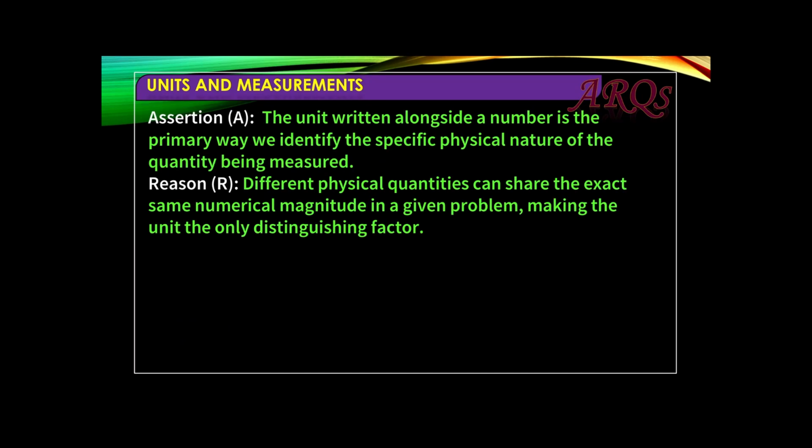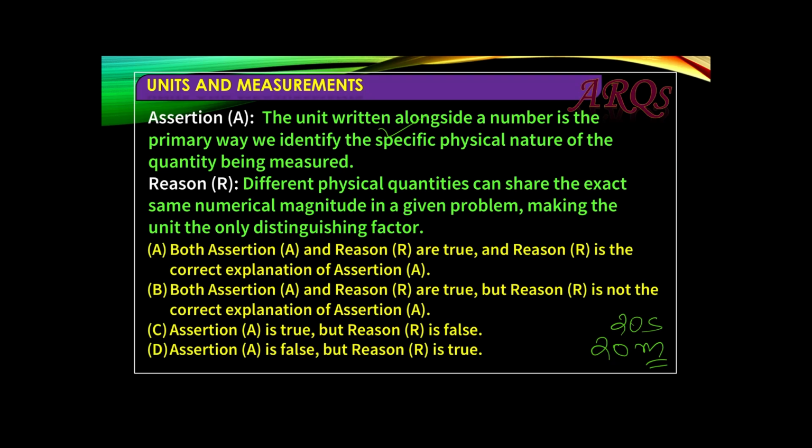Another one. The unit written alongside of a number is the primary way we identify specific physical quantity. 20 meter, distance. If it is 20 seconds, time. So that is true. So this is false. Different physical quantities can share the exact same numerical value. See? Same numerical value in a given problem, making unit the only way to identify them. True. Reason is also true. So this is wrong. And sure, the reason is the correct explanation for the assertion. So the answer is A.